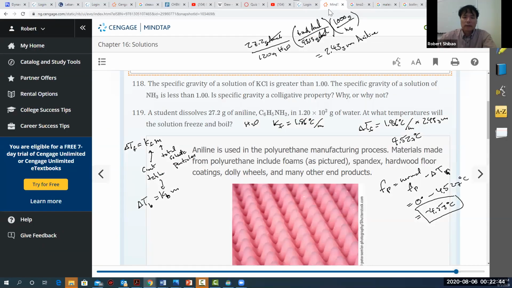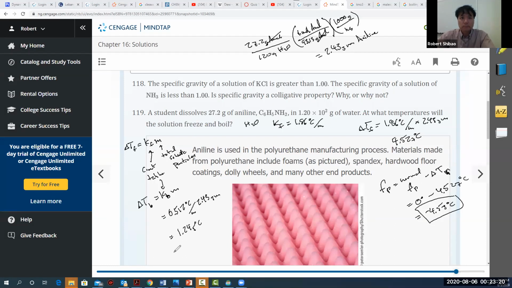Let's go ahead and calculate that here. K_B is 0.512 degrees C per molal. So the more molal, the bigger the increase here. Times 2.433 molal, what's that going to give us? 0.512 times 2.433 equals 1.245 degrees C.